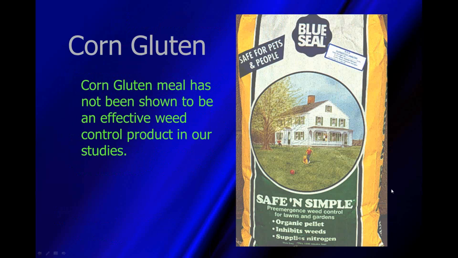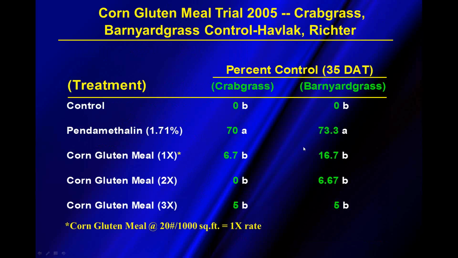I would like to talk a little bit about corn gluten meal. It's widely promoted by a lot of different people for weed management. Our experience is it's pretty ineffective. Its claim to fame has always been crabgrass control. There are some people that say it controls additional weeds. I've never seen that happen, and I've never seen the data to support that claim.